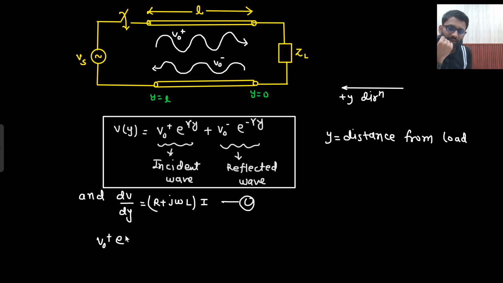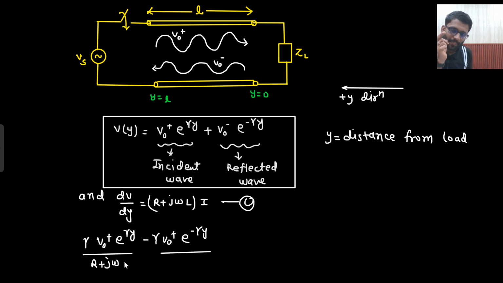So V naught plus e to the power gamma y, and basically you need to differentiate with respect to y. V naught plus as it is, e to the power gamma y as it is, then differentiation of this will give gamma. Then differentiate with respect to y, so minus gamma will come here: minus gamma V naught minus e to the power minus gamma y. Then this R plus j omega L can come downward, divided by R plus j omega L, is equal to I. Since this is in terms of y only, I am writing Iy. Is that clear to you?